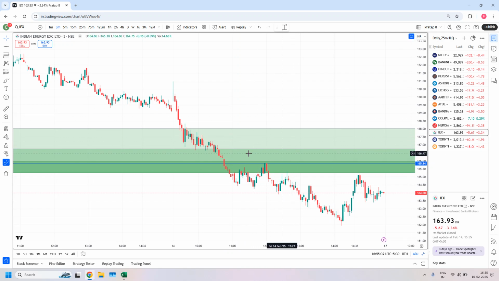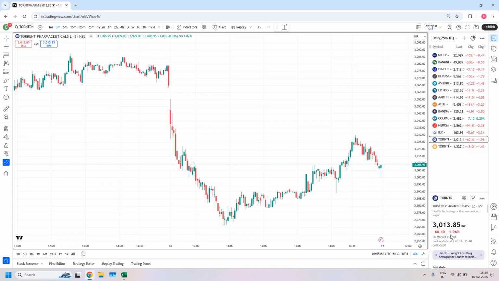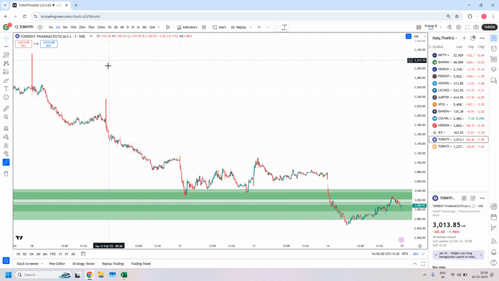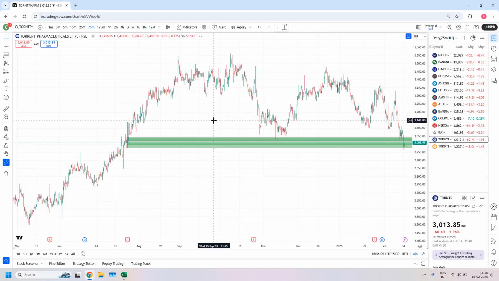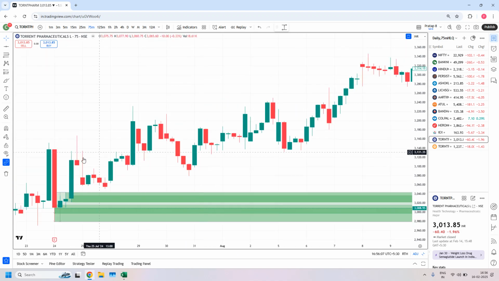Okay, IEX clearly is a lesson 16 concept of when a zone can be violated. And a few other zones were also violated, but we identified those zones will be violated. So one is Torrent Pharma. Torrent Pharma 75-minute zone. How the software identified it: a drop, 2 base candles and a rally candle. This is the 75-minute zone.